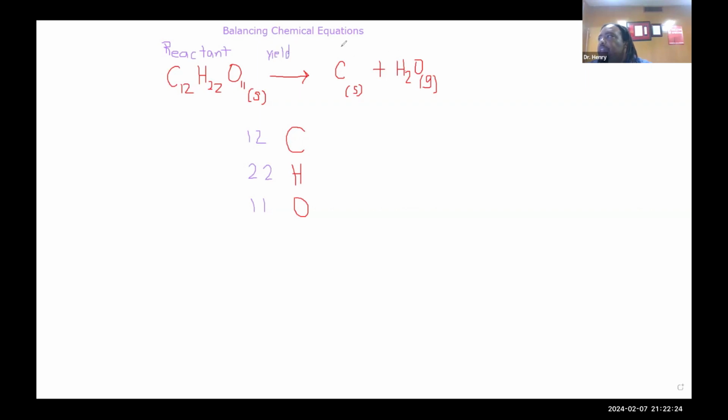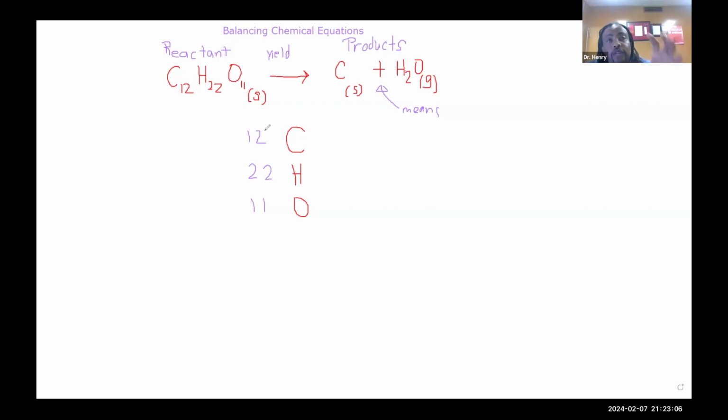And then over here, these are called the products. So sucrose, this sugar, is our reactant, and then carbon, and this plus means this and this. So carbon and water are our reactants. Okay? So the plus just means and. So in other words, we produce carbon and water.